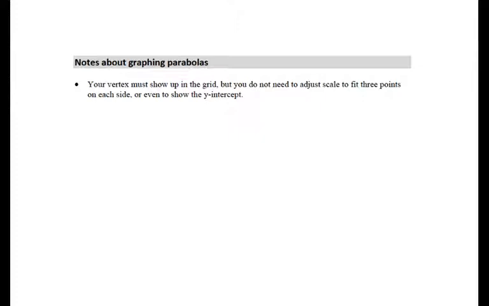We only readjust the scale if we have to, because maybe the vertex itself doesn't even fit in the grid, or perhaps the vertex is so close to the edge that we really can't get much of a graph at all. So generally assume that if it's reasonable, if you're getting 2 points on each side, that you're fine and that there's no need to change your scale to make everything fit.